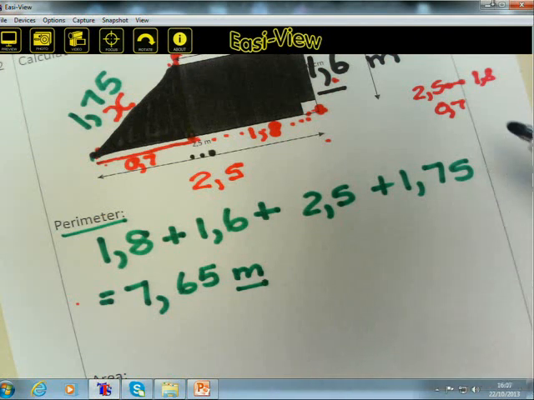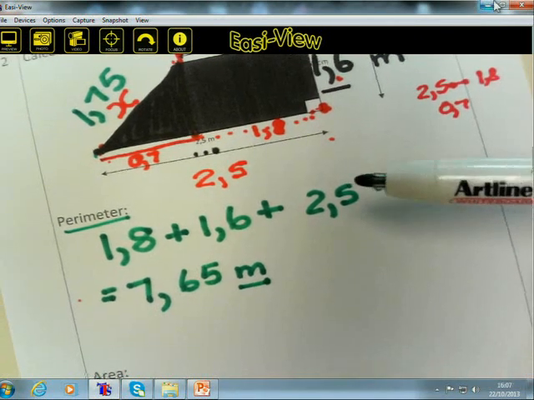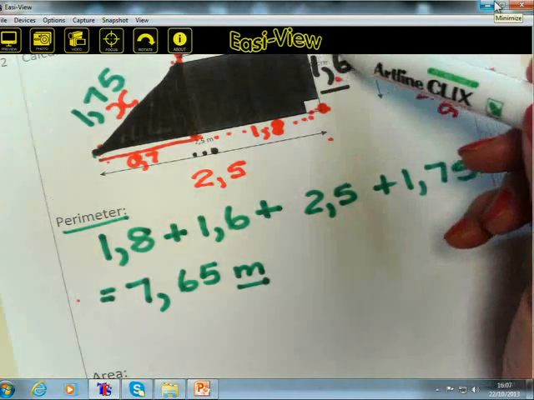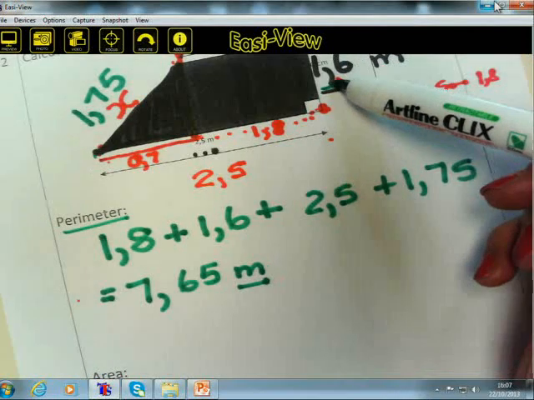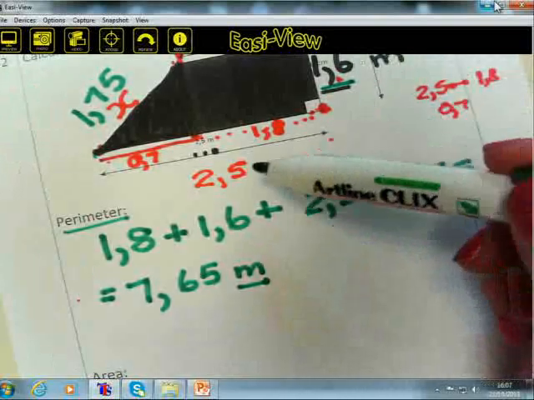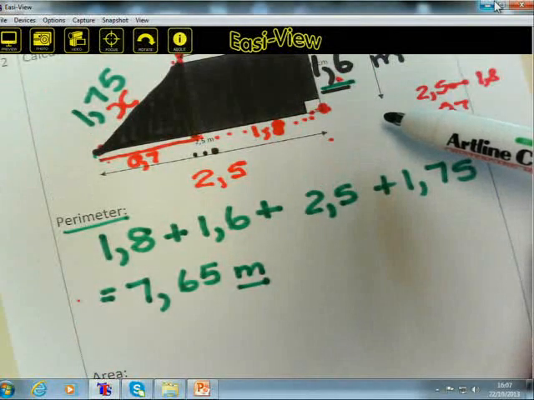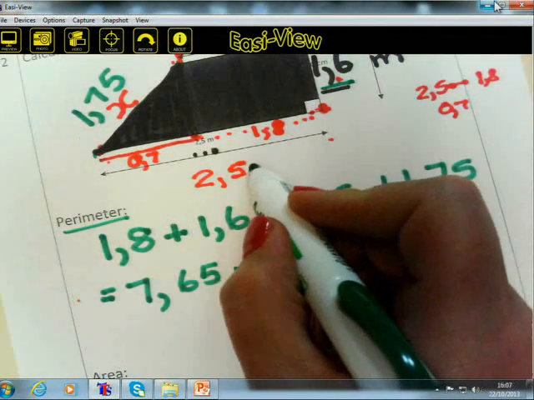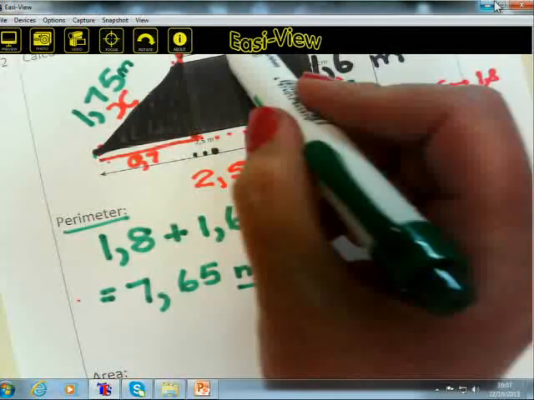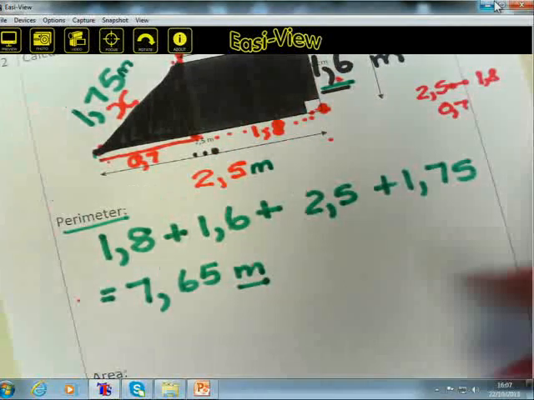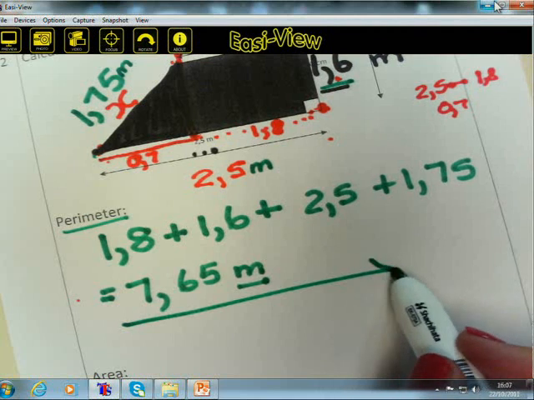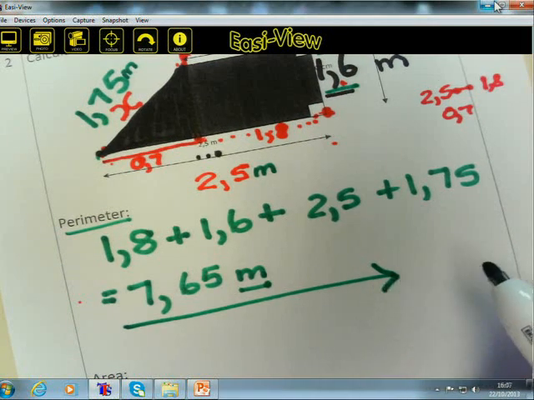So what did we do now to calculate this perimeter? We first had to convert that 160 centimeters to 1,6 meters. So that when we start with this problem, everything must be in meters. Then this line here was 2,5 meters, that one was 1,75 meters, and that one was 1,8 meters. I added them all, and the answer for the perimeter there was 7,65 meters.